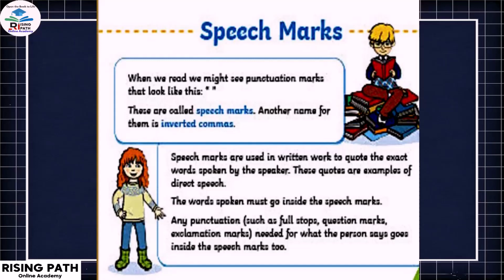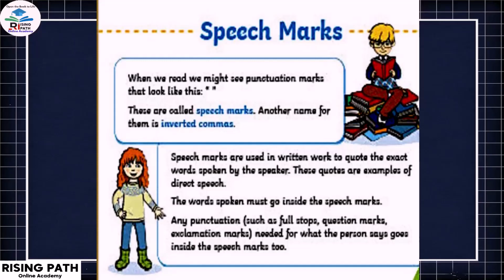Speech marks: when we read, we might use punctuation marks that look like this. Either there can be single inverted commas or double inverted commas. These are called speech marks, and another name for them is inverted commas. Speech marks are used in written work to quote the exact words spoken by the speaker. These quotes are examples of direct speech. The words spoken must go inside the speech marks.